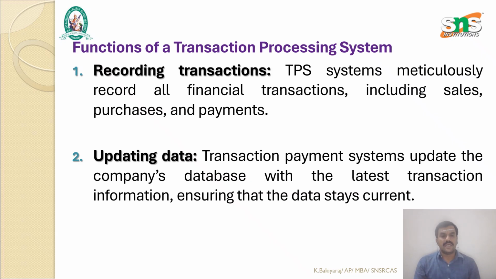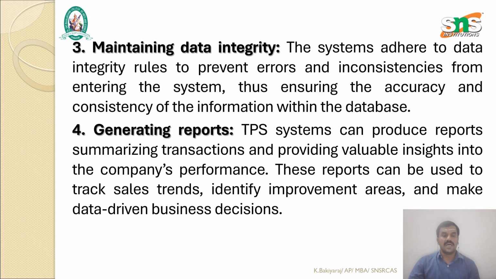The second function of the transaction processing system is updating the data. So how the data has been converted, and how the data is to be updated in the right manner. The transaction processing system updates the company's database with the latest transaction information, ensuring the data stays current. And the third function is maintaining data integrity.